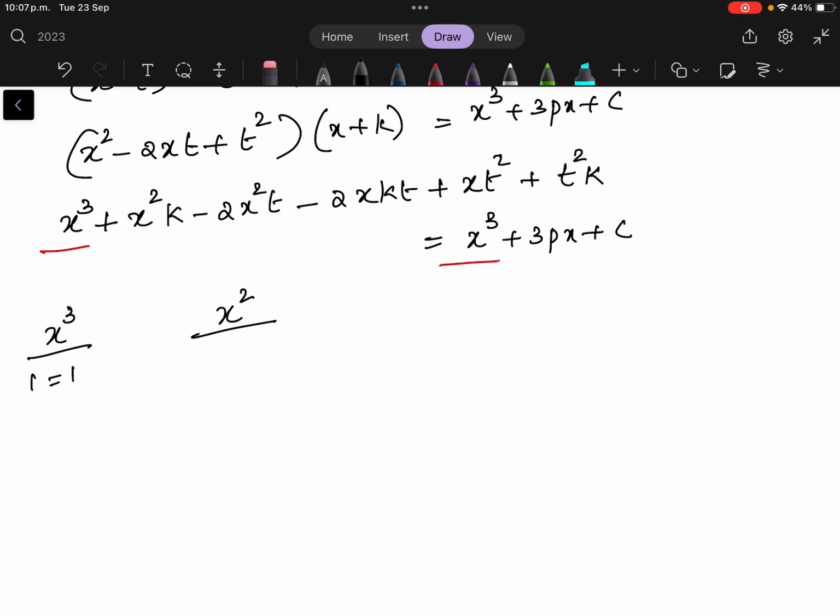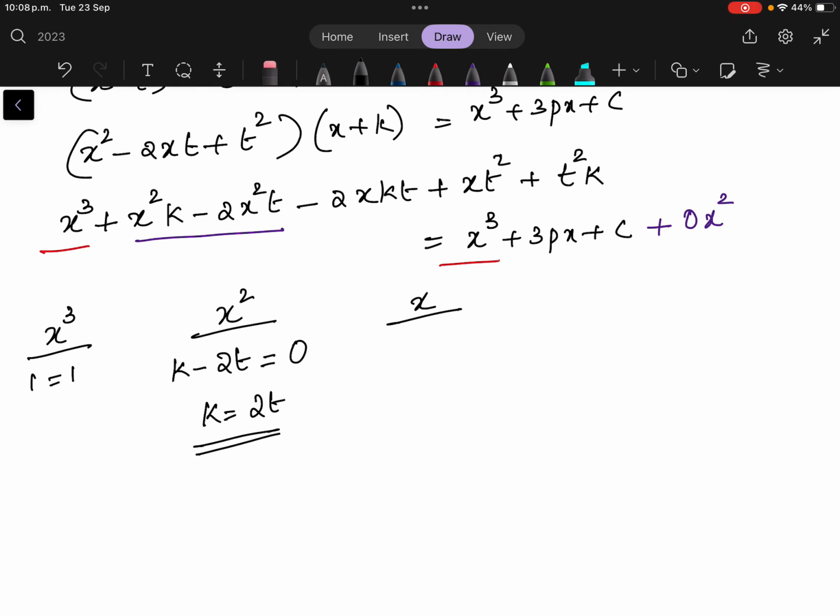Then you go for x². When you take the x² terms, this is the one on the left hand side. On the right hand side, there is nothing, so it is 0x². So for the x² term, it is k − 2t is equal to 0. From this you can write k is equal to 2t. That is derived here.